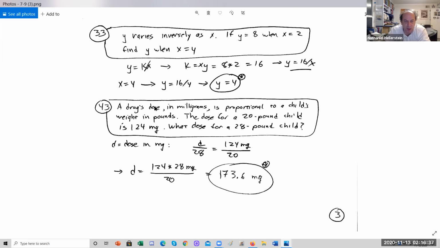Number 43, we have a drug being given, and its dose in milligrams is proportional to a child's weight in pounds. The dose for a 20-pound child is 124 milligrams. What dose for a 28-pound child? Okay, well, it's an equal proportion. So dose is to weight as dose is to weight. Here, the dose for a 28-pound child is to 28 pounds as 124 milligrams is to a 20-pound child. D over 28 equals 124 milligrams over 20. Transpose the 28, D is 124 times 28 milligrams over 20, which comes out to 173.6 milligrams.